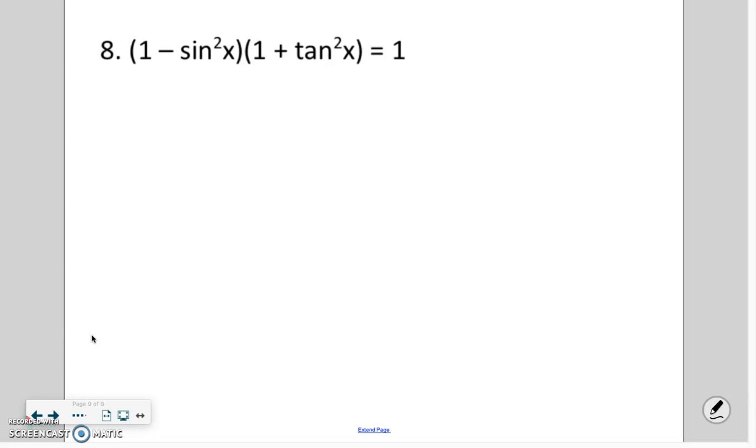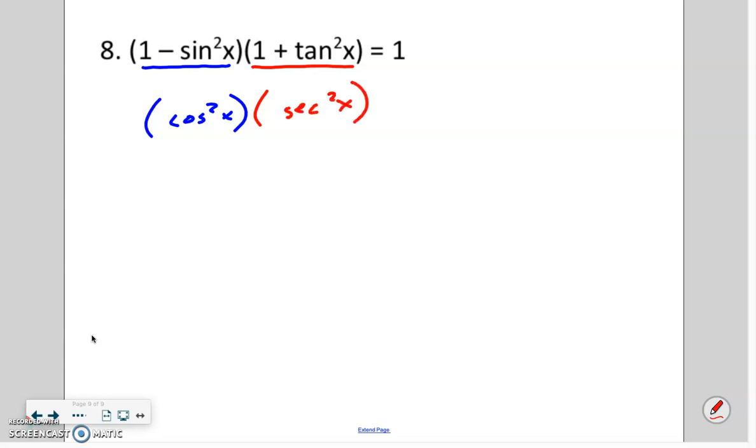I'm sure you could do it. I'm positive, in fact, that you could do it. But we could be a lot more efficient here. What is 1 minus sine squared? 1 minus sine squared, that's just simply cosine squared. Okay, similar to that. What's 1 plus tangent squared? That's just simply secant squared.